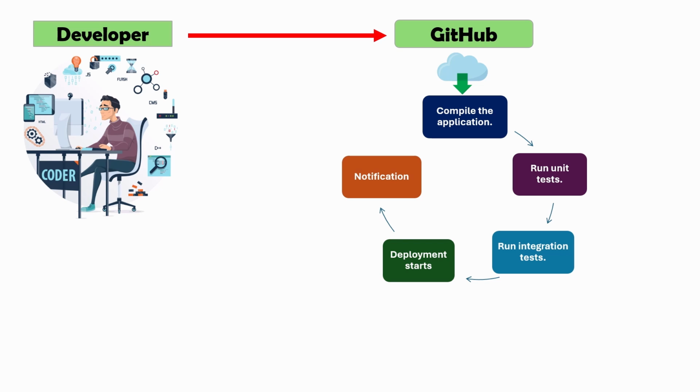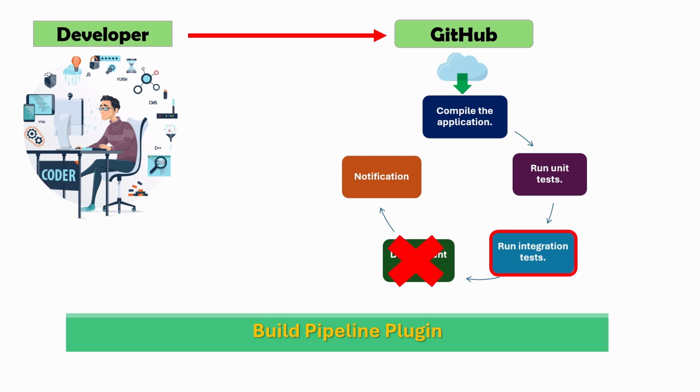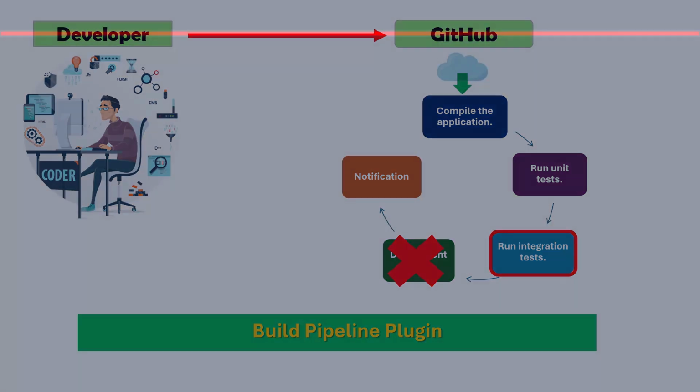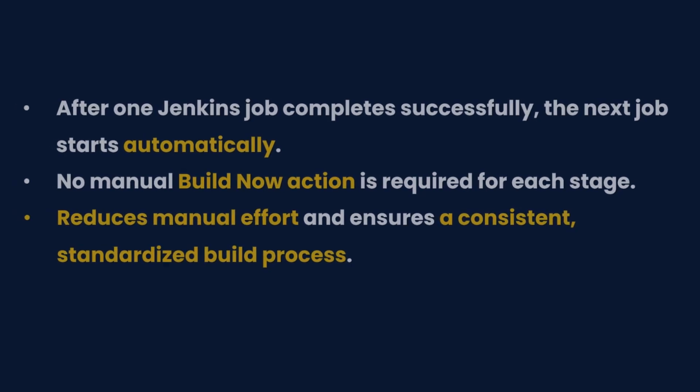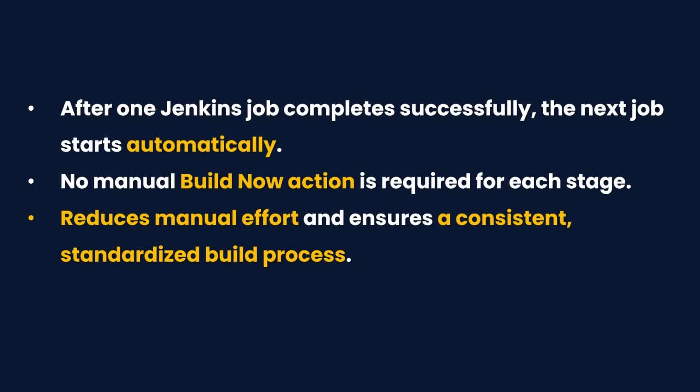Notice that these are not independent activities. Each one depends on the successful completion of the previous one. If compilation fails, testing should never begin. If testing fails, deployment should never occur. So therefore, we need a mechanism that allows Jenkins to connect multiple jobs together into a logical sequence. This is exactly what the build pipeline plugins provide. Instead of requiring a developer to manually click Build Now for every stage, Jenkins performs the entire sequence automatically. This automation significantly reduces the manual effort and ensures that every build follows exactly the same process.